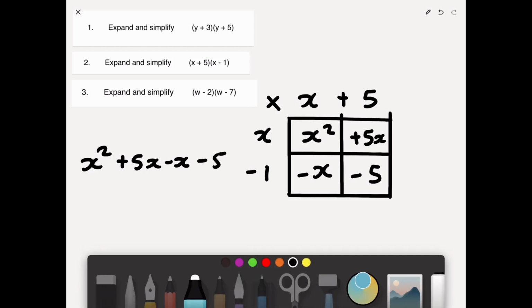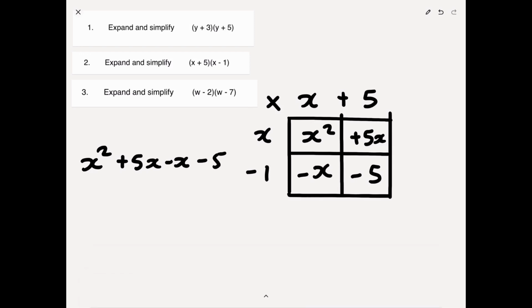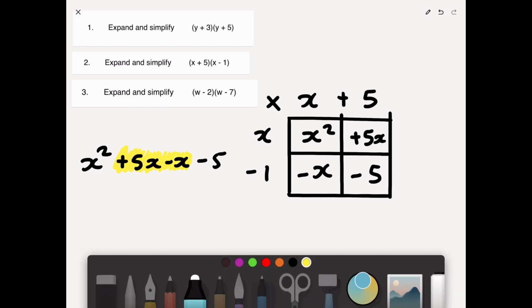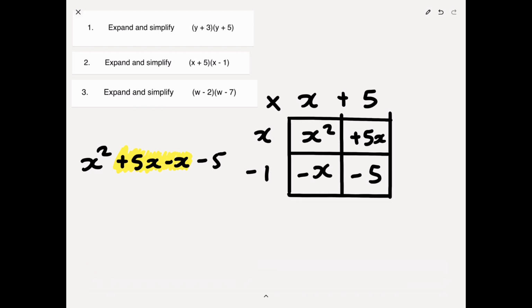And again then, the simplified part is where we collect together these parts here, the plus 5x and the minus x. Now be careful here because some mistakes do creep in. So we've got x squared, we've still got our minus 5, plus 5x, take away x. We're only taking away one of those x's. That would therefore leave us with plus 4x in the middle.